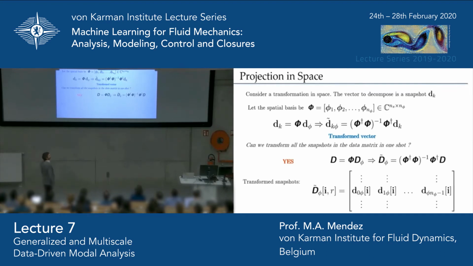And now what I obtain is a matrix in which in every column I have the transformed columns, transformed in space, right? So this would be, let's say, the Fourier transform of my first snapshot. This is the Fourier transform of the last, etc. If I'm using Fourier, for instance, okay?